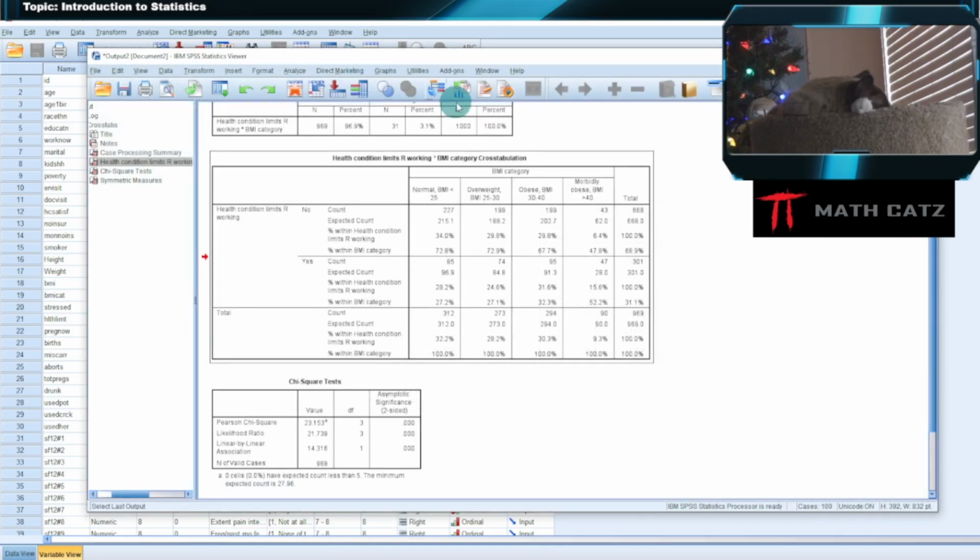All right, so that wraps up our quick little demonstration for how we can use SPSS to do an example like the Chi Squared test for independence.